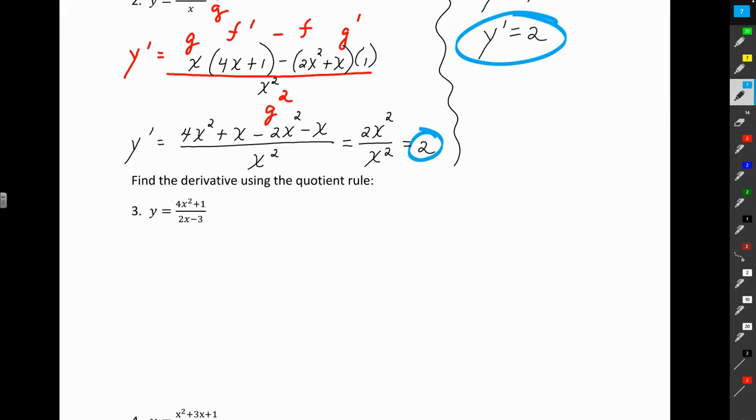So for number 3 and 4, I want you to find the derivative using the quotient rule. I would try both of these on your own, and when you're ready, come back and check your work.